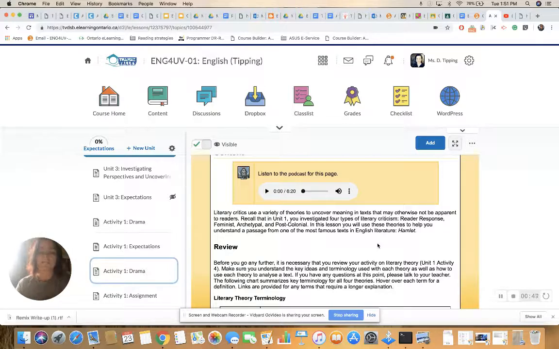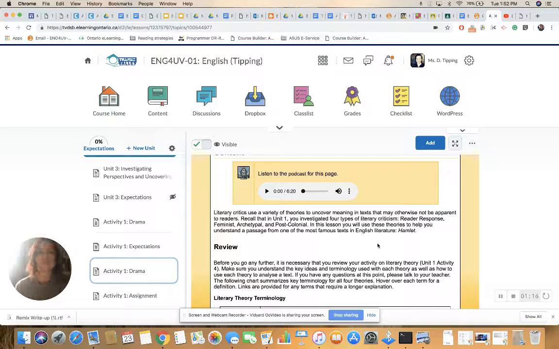The different literary theories that we apply to texts are just our ways of applying a different perspective to a text and helping you discover the implicit meaning, which is not quite the same thing as a hidden meaning, because that makes it sound like it's a game. But it's the implicit meaning that's sort of hovering beneath the surface a little bit.